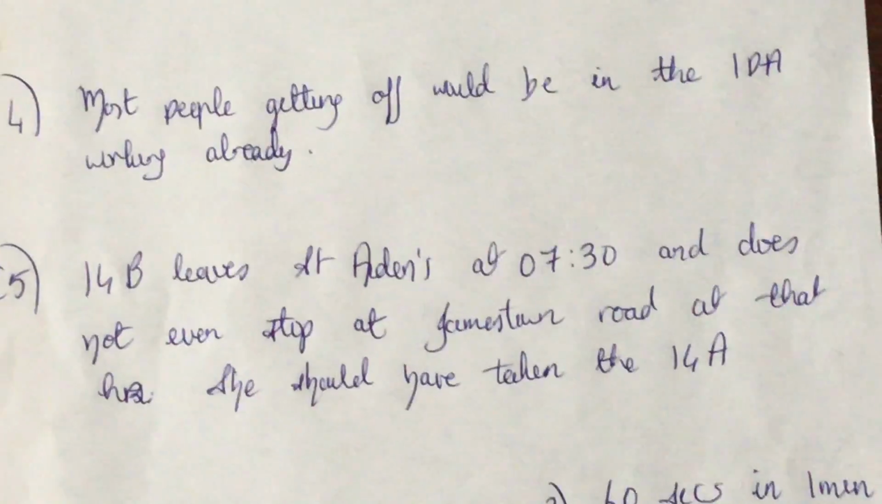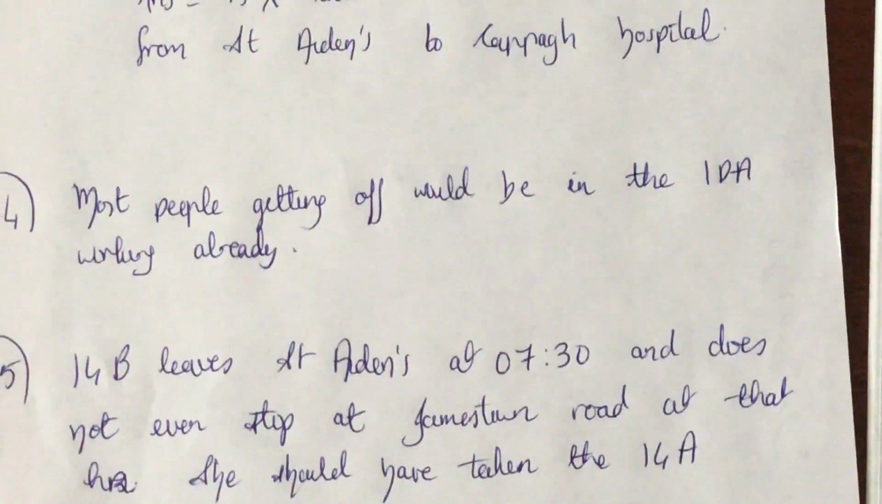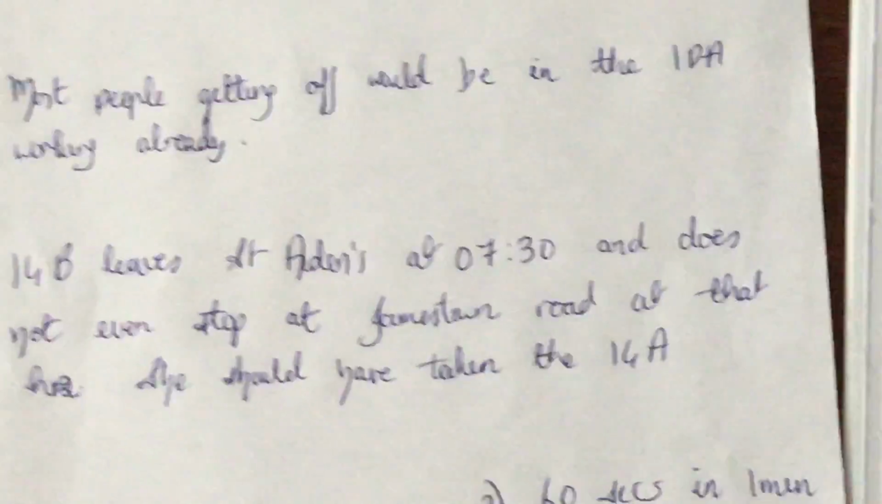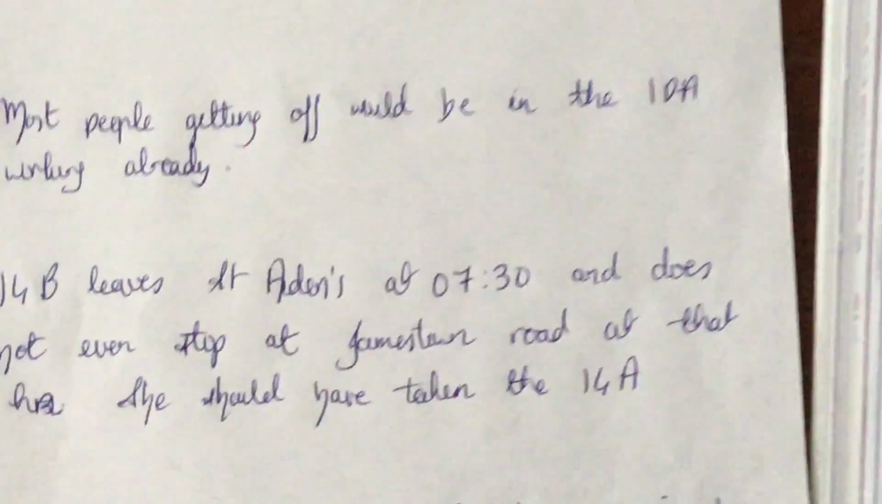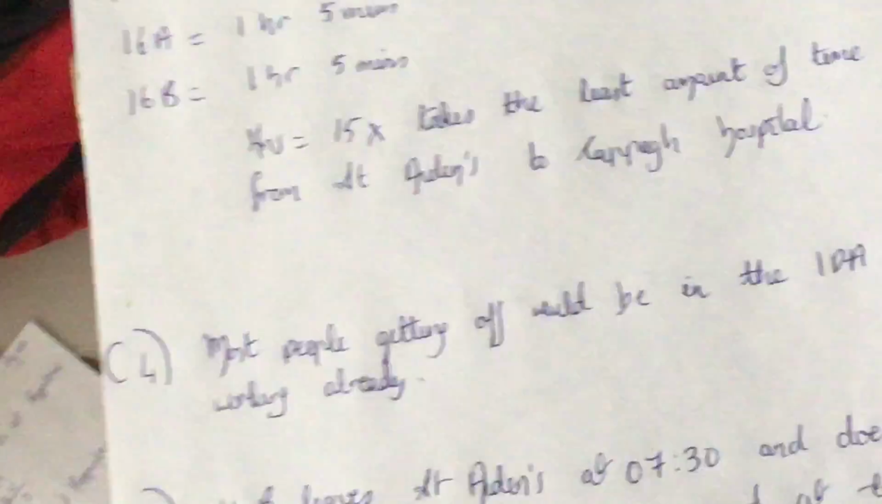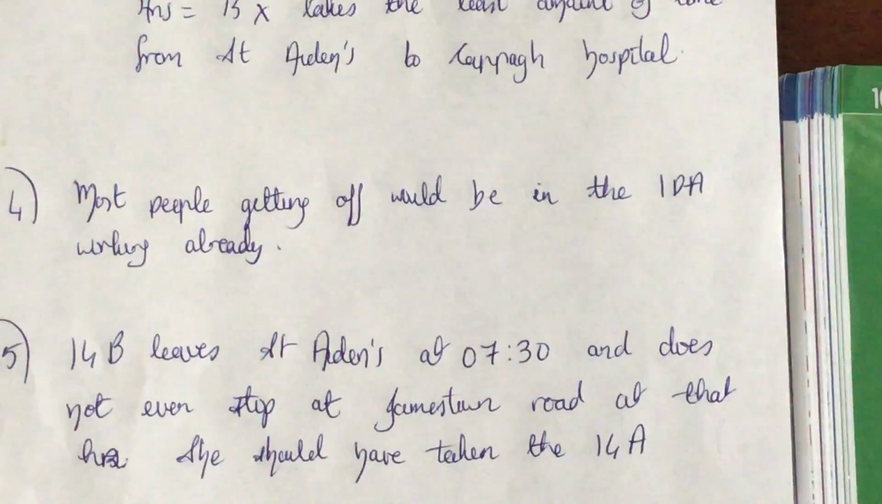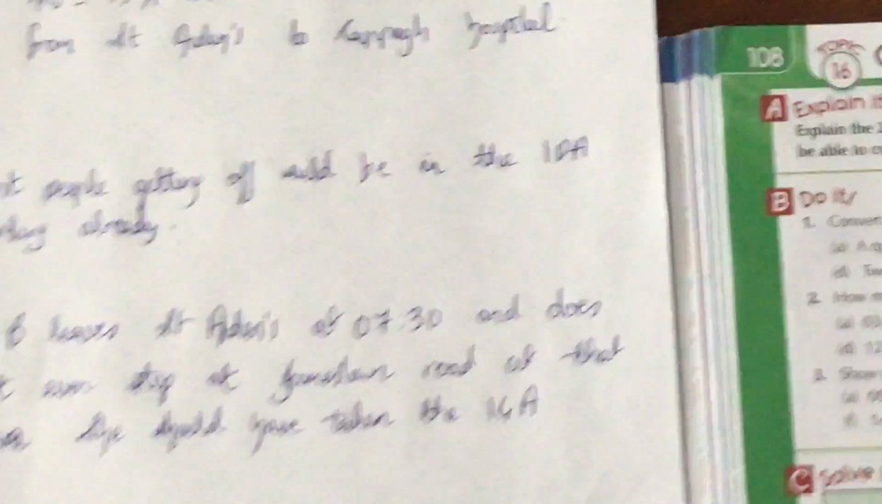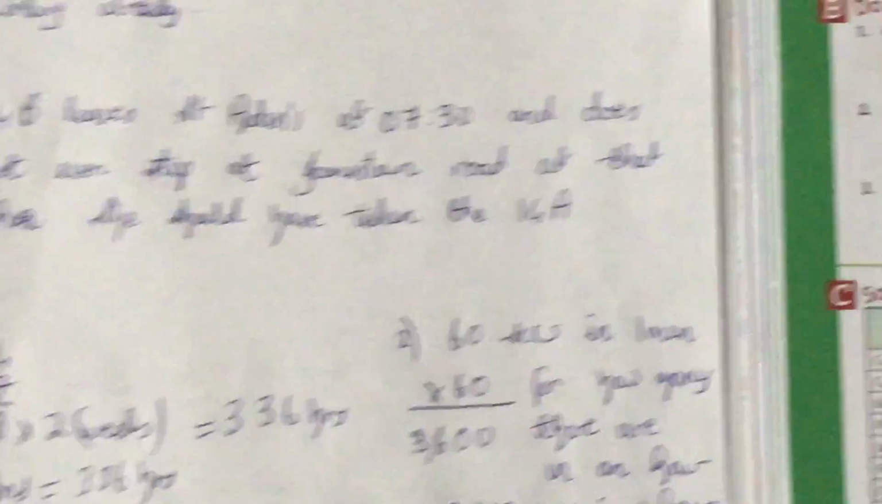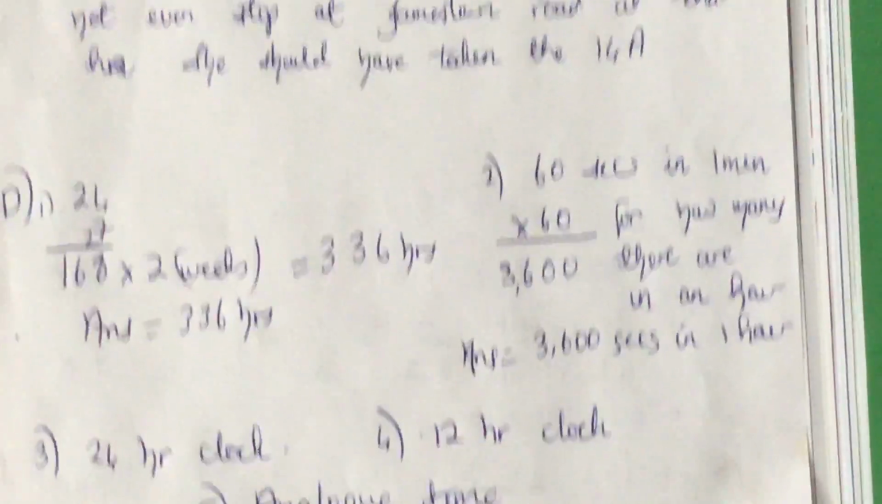I said the 14B leaves St. Aidan's at 7:30 and does not even stop at Jamestown Road at that time. She should have taken the 14A. Okay, it doesn't stop. That's why. It left at 7:30, but it doesn't stop. So that's the reason why there's no 14B for her to take. Okay. Now we're going to do D.